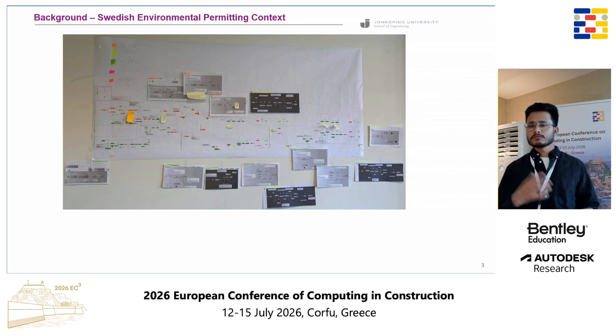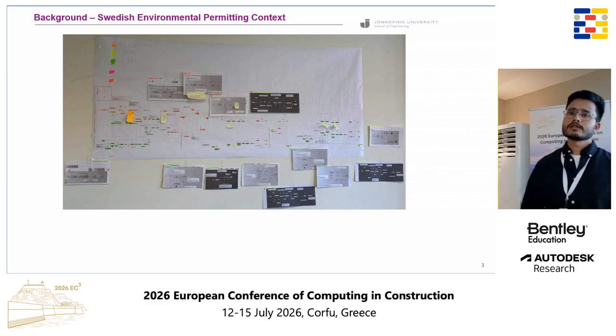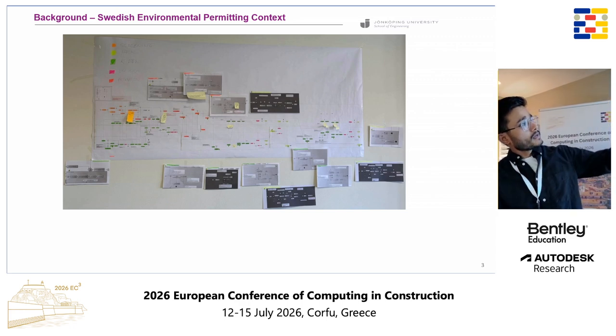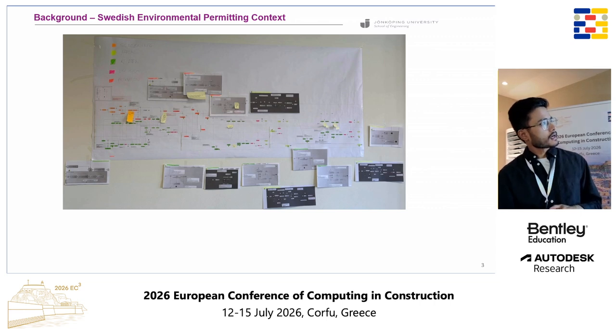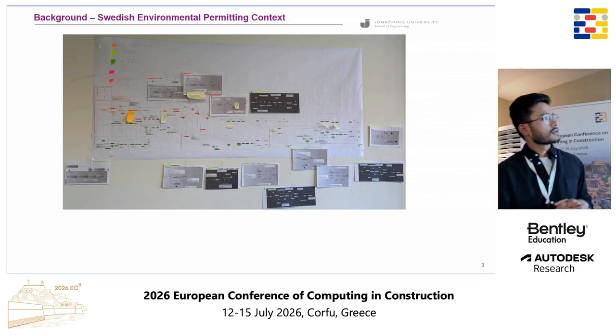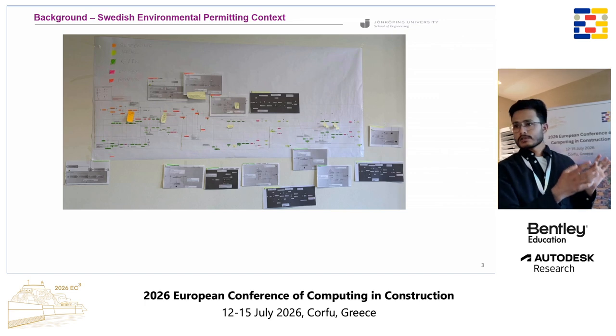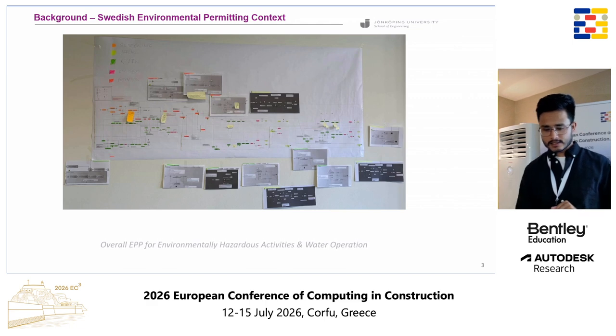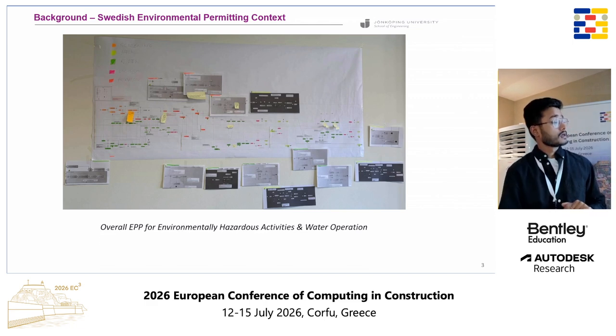This picture is not quite clear, but the permitting process is not a very straightforward process. It has different regulatory layers, interaction between different stakeholders, repeated exchanges, and so on. The bigger picture is A0 paper, and the smaller ones are A4 and A2. We had to add these so that we can sketch this process model. It is created using BPMN 2.0, and it represents the environmental permitting process for hazardous activities and water operation.